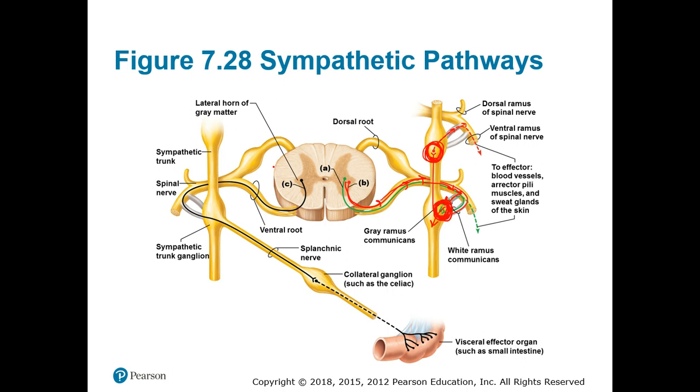On the other hand, if it does not synapse, it's going to follow that same path, go through the ventral root, spinal cord, ramus communicans. But here, when it gets into your sympathetic trunk, it doesn't synapse. What it does instead is it keeps going, and it forms our splanchnic nerve, all the way till it gets to your collateral ganglion, which go to things like your small intestine.